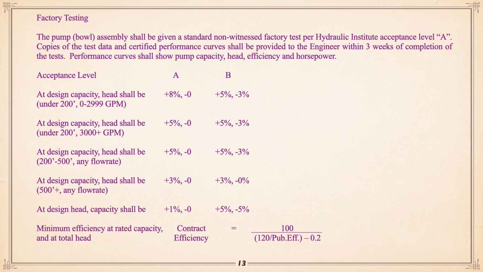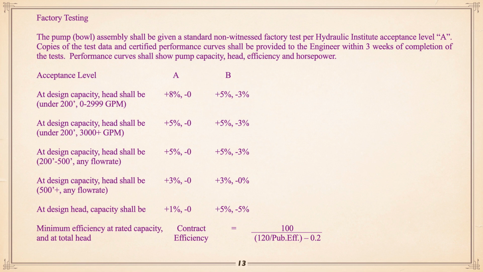Let's pick one at design capacity. Head shell being is between 2 and 500 feet, plus 5. In other words, if the pump puts out more head, so be it, not a problem. No negative. It has to meet that. Where B does under A, B does allow you some variation. So generally speaking, A is the way to go.